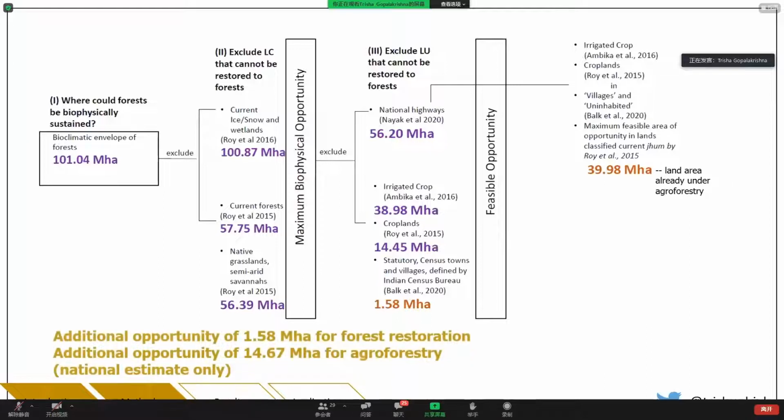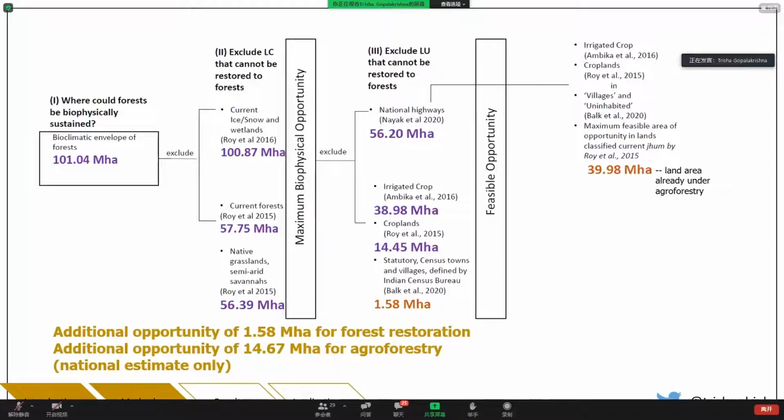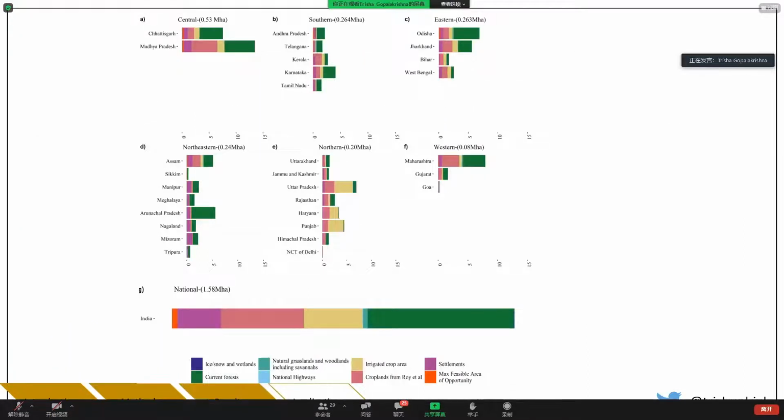The results that we estimated are that there's an additional opportunity of 1.58 million hectares for forest restoration and 14.67 million hectares for agroforestry, which again is only a national estimate. So the 1.58 million hectares for forest restoration is indicated by the orange sliver in each bar on the plot shown. And as you can see, it varies across regions of India and also varies across states.